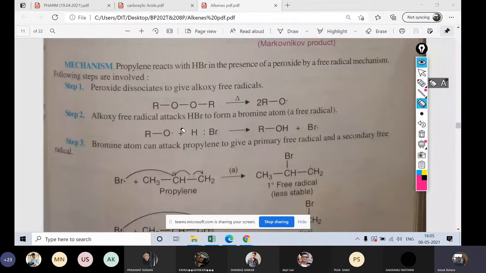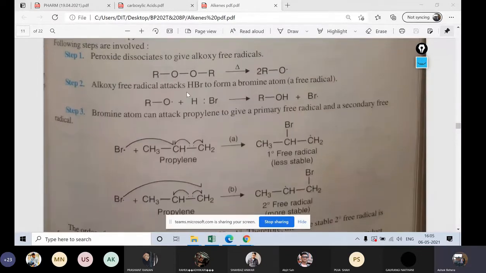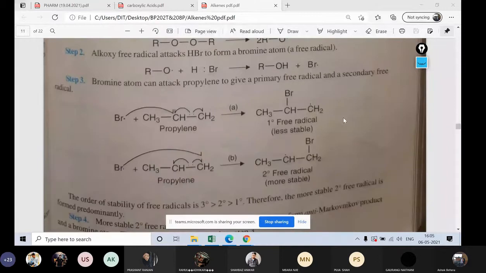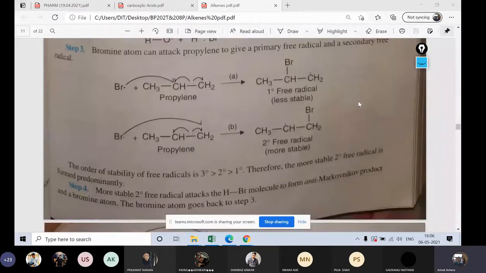Have you got it? Yes, okay, fine. Next. So in the same way, after this, this radical is going to attack, and the other steps happen the same way.